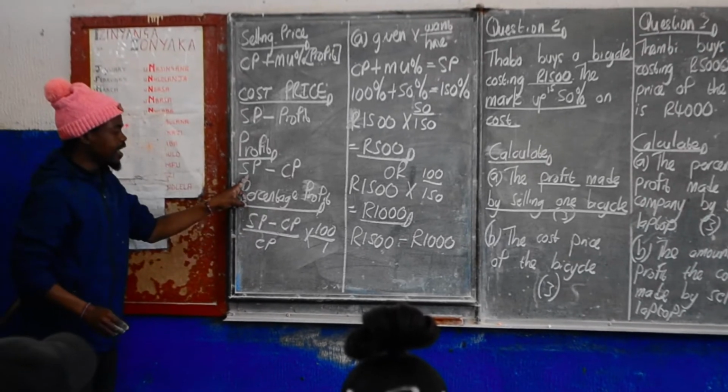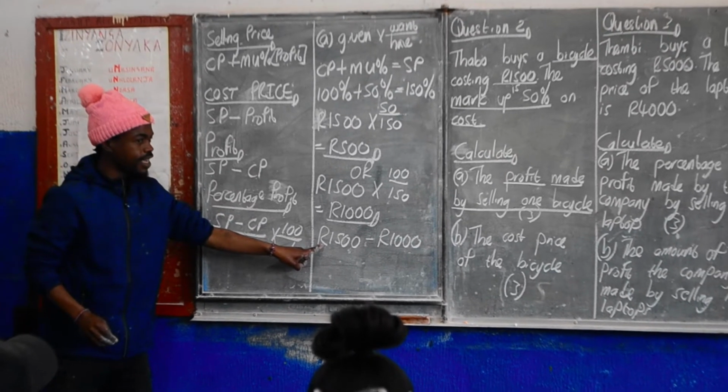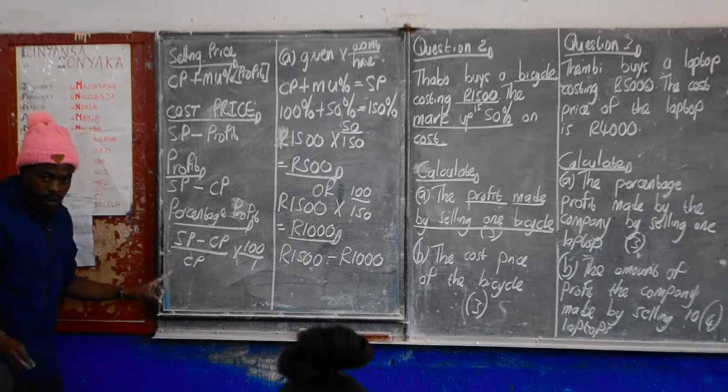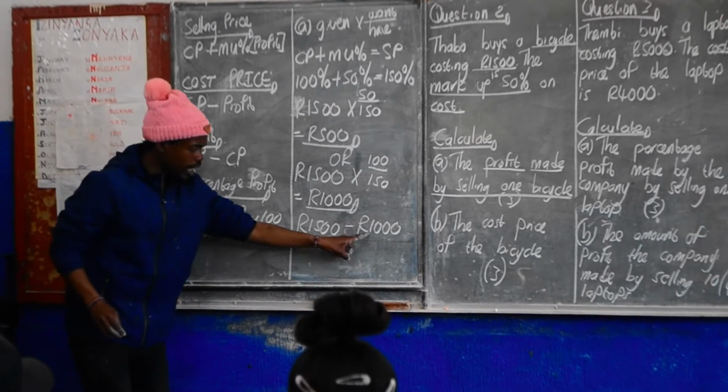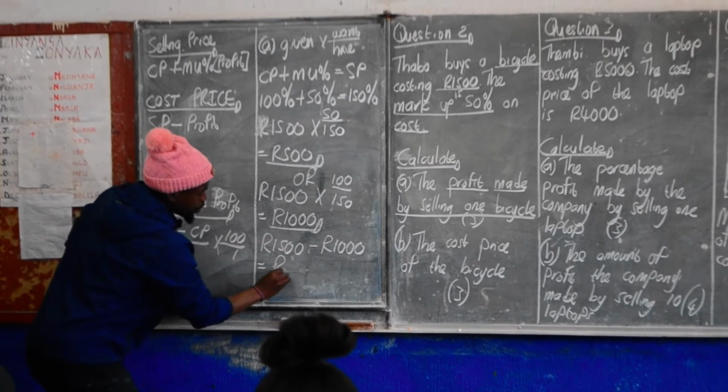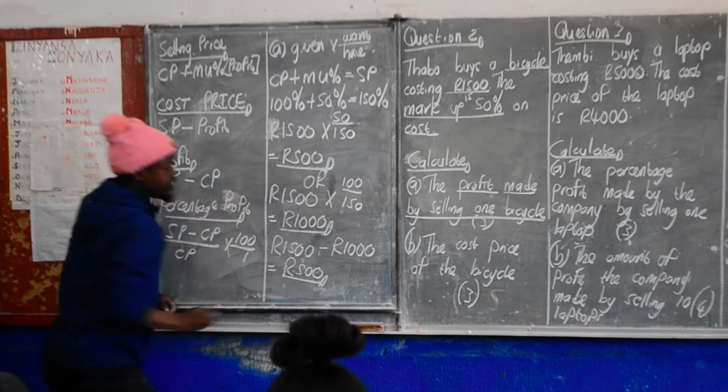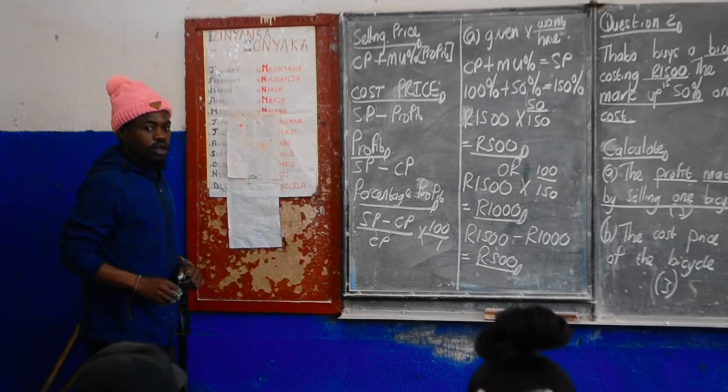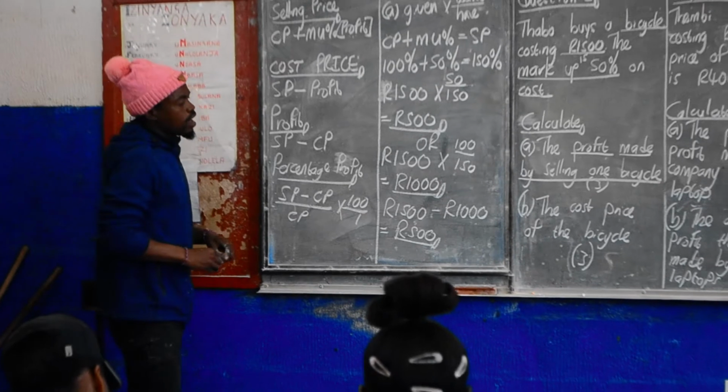1,000. How much is the selling price? 1,500. I need how much? How much is the cost price? 1,000. How much will be the profit? 500. Do you understand that? Sure. Alright. So now, B.